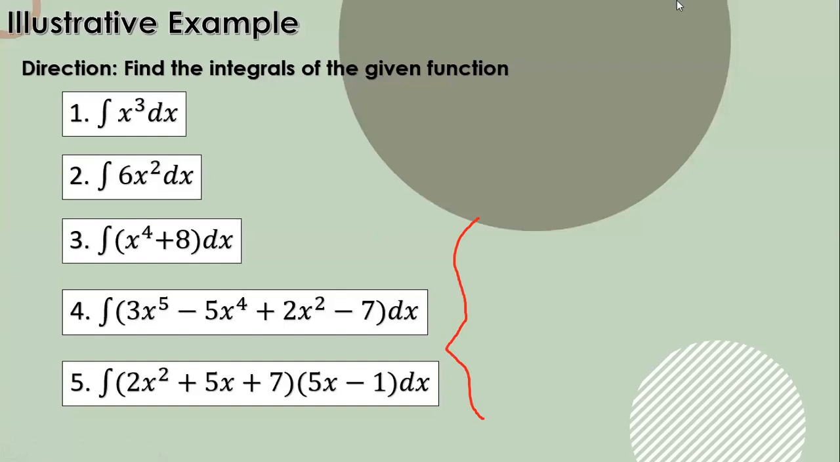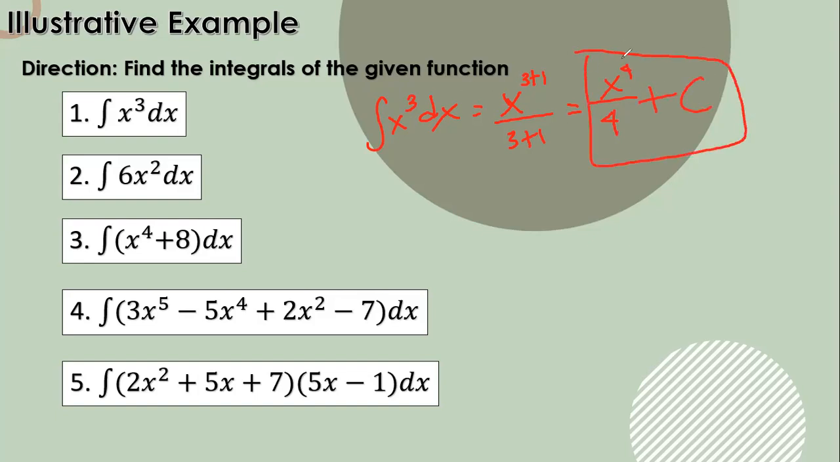All right. So now let's have some examples. Find the integrals of the given function. Number one, we have the integral of x cubed dx. Based on our formula, when integrating, we just have to copy the x, and for the exponent, we add 1: 3 plus 1 over 3 plus 1. That will be equal to x to the fourth over 4. Don't forget plus c. That will be our final answer.